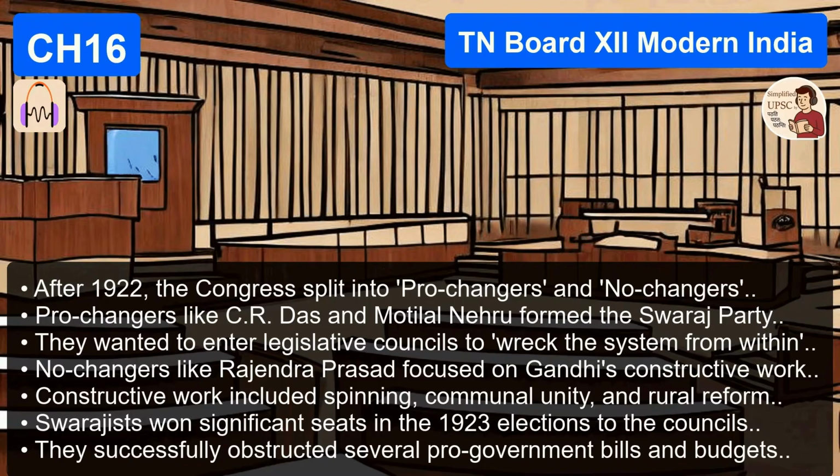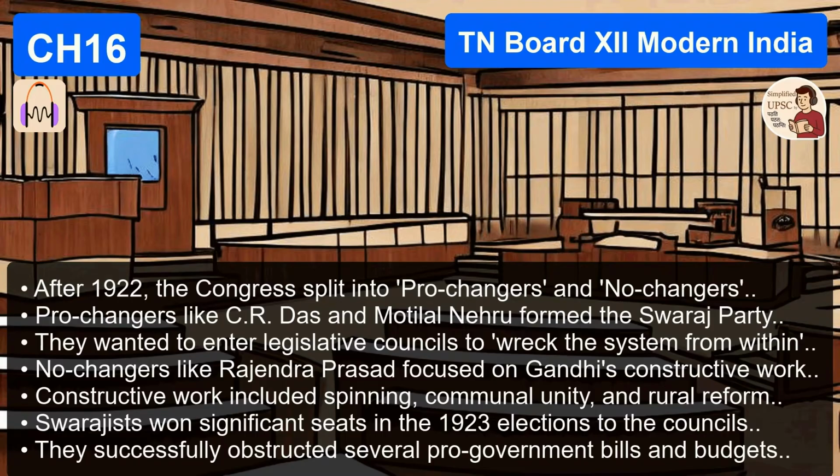So you have this internal friction within the Congress, but then the British do something that gives everyone a reason to unite again. The Simon Commission. 1927. The British government appoints the Indian Statutory Commission, led by Sir John Simon. What was its purpose? Under the Government of India Act of 1919, a review was supposed to happen after 10 years to see how the constitutional reforms were working. The Conservative government in Britain, fearing a loss to the Labour Party, decided to appoint the commission 2 years early.